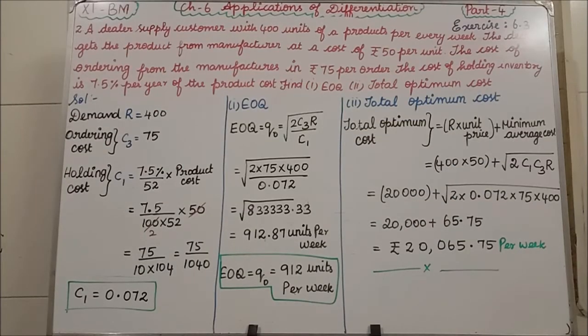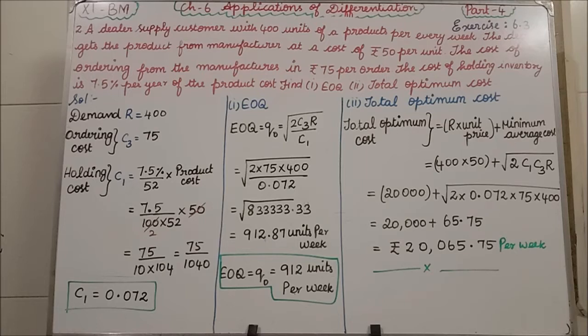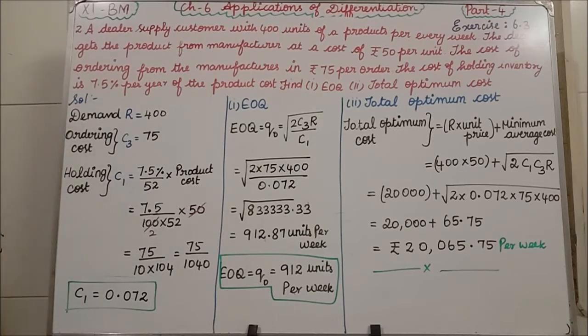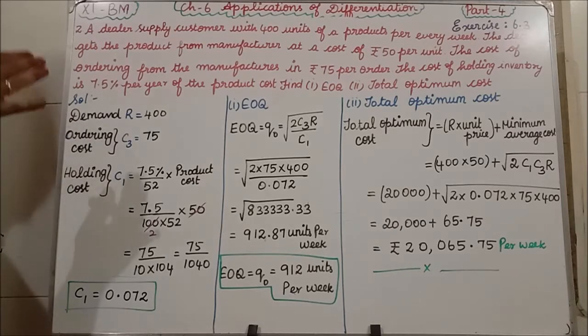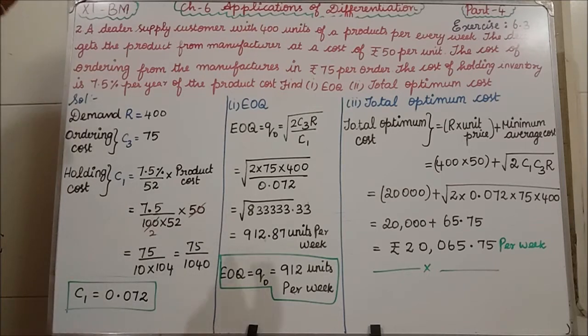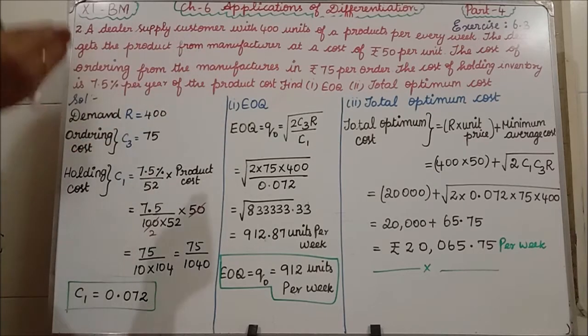Students, this is the second question. A dealer supplies a customer with 400 units of a product every week. The dealer gets the product from the manufacturer at a cost of 50 rupees per unit. The cost of ordering from the manufacturer is rupees 75 per order. The cost of holding inventory is 7.5% per year of the product cost. Find the first subdivision, EOQ, and the second subdivision, total optimum cost.